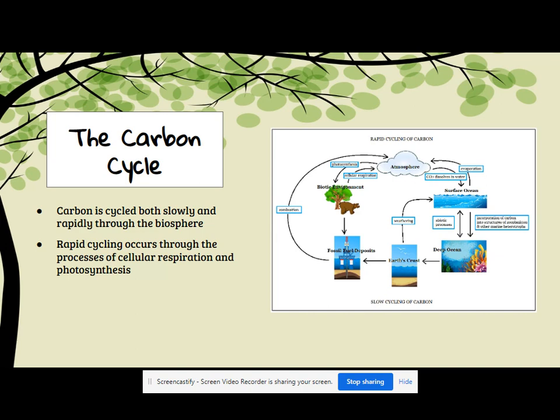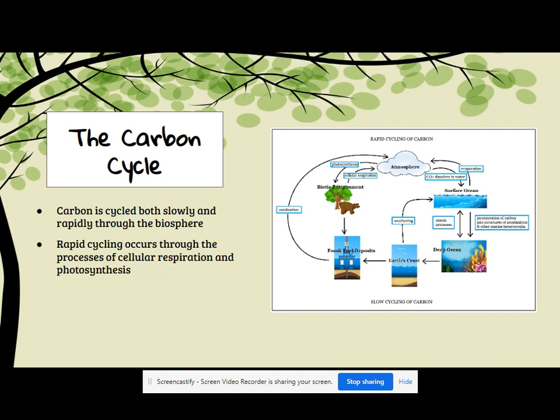Rapid cycling occurs through cellular respiration and photosynthesis. So basically, by snacking on a carrot, we are taking the energy from the carrot and producing energy in our body, ATP, and then we breathe out carbon dioxide. So that carrot absorbed carbon dioxide through photosynthesis to make glucose. We snack on the carrot and we breathe out carbon dioxide.